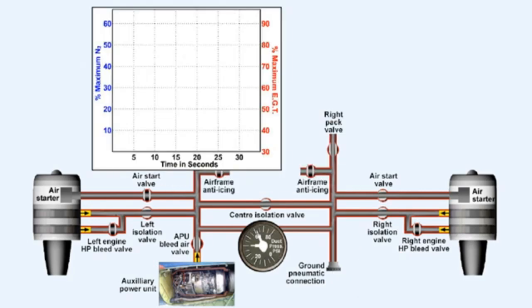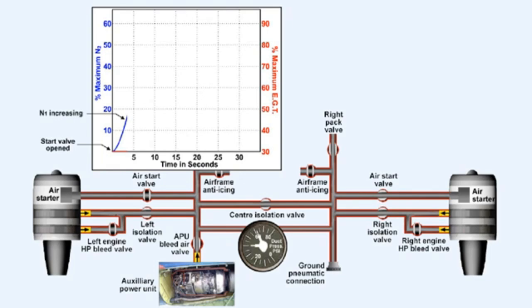We'll now use this graph, together with the simplified air start supply layout, as the second method of demonstrating how the exhaust gas temperature and high-pressure compressor RPM relate to each other during a normal engine start cycle. As before, we'll again use the APU as the source of starting air. Upon engine start selection, air is fed from the ducting to the starter motor via the air start valve.